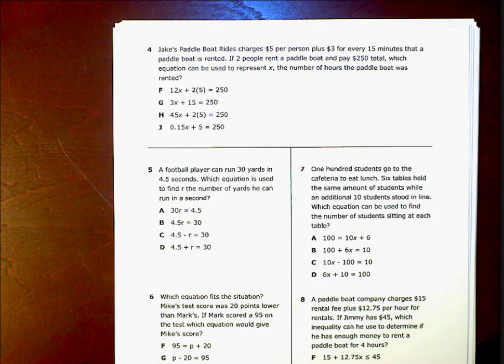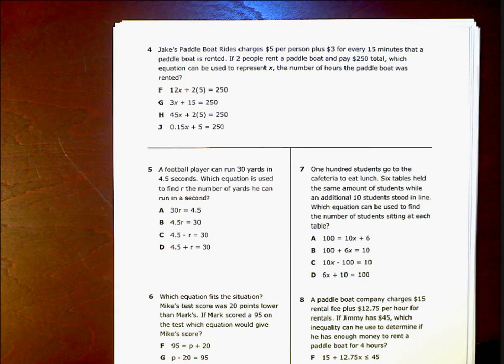Okay, number 4. Jake's paddle boat rides charges $5 per person plus $3 for every 15 minutes that a paddle boat is rented. If 2 people rent a paddle boat and pay $250 total, which equation can be used to represent X, the number of hours the paddle boat was rented? Okay, this one is fairly simple. They use a lot of language in here that gives you clues on what you're trying to do.